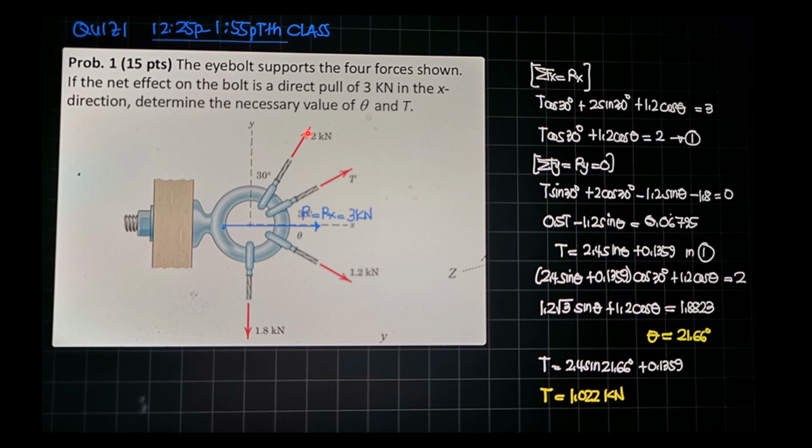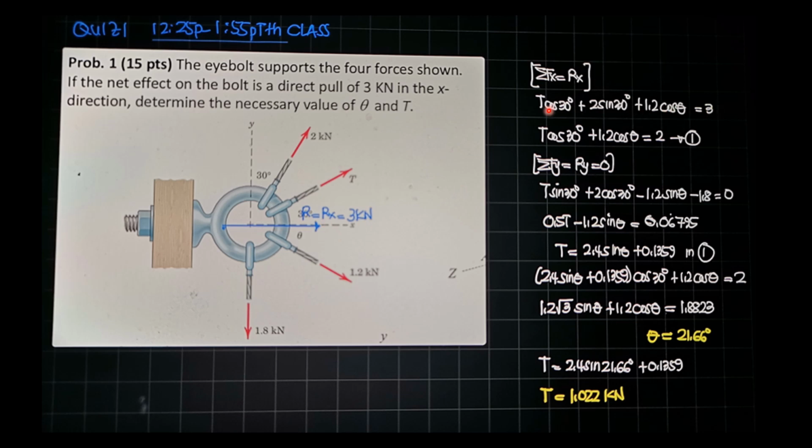Then this is also positive. That component to the right is 2 sine of 30 degrees. Then the component of 1.2 is also positive, and it is equal to 1.2 cosine of theta. Then the 1.8 kilonewtons is directed vertically downward, so it has no x component. So that's why we equate the resultant Rx to R, which is 3 kilonewtons.